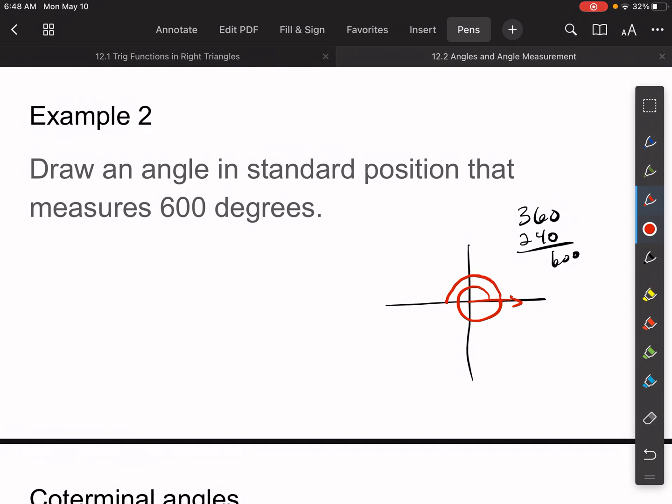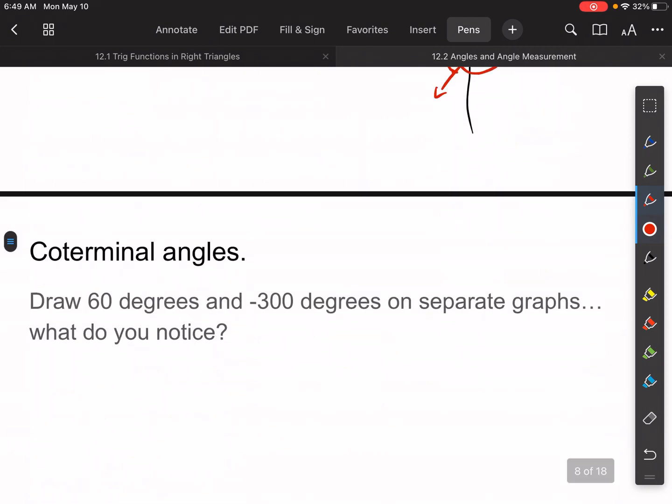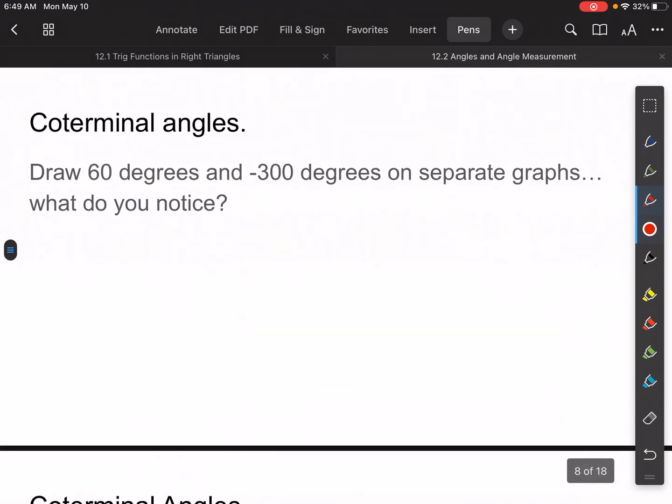So we have to go all the way to here. That's 180. The difference between 180 and 240 there is 60, so we have another 60 degrees. So it's something like that guy right there. Okay, so that would be 600 degrees. We're going all the way around and back to 240 degrees. That's example 2.